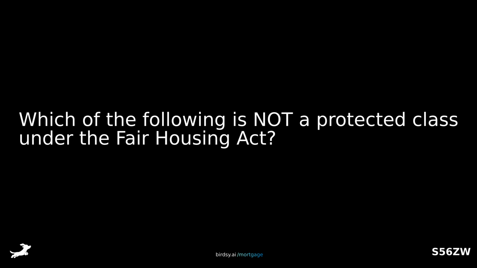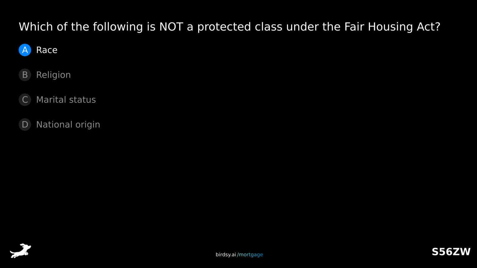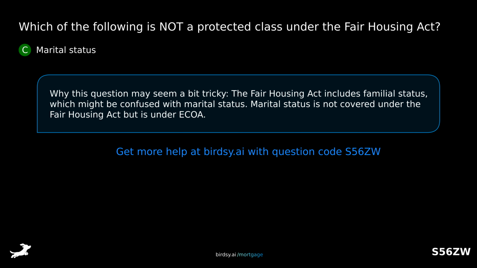Which of the following is not a protected class under the Fair Housing Act? Is it A. Race, B. Religion, C. Marital status, or D. National origin? The answer is C. Marital status. Why this question may seem a bit tricky: the Fair Housing Act includes familial status, which might be confused with marital status. Marital status is not covered under the Fair Housing Act, but is under ECOA.